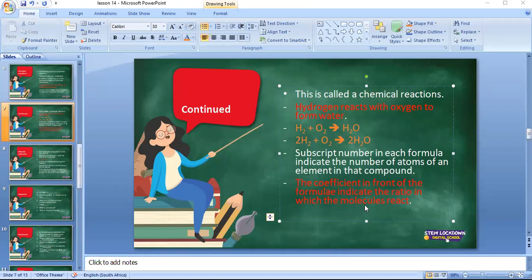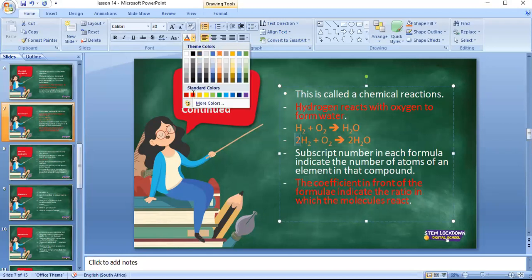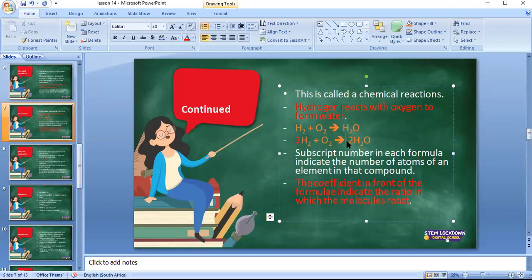So the coefficient in front of the formulae indicates the ratio in which the molecules react. So the coefficient, grade nines, that we've been putting, it can be 2, it can be 3, it can be 4. You all know the coefficient. It tells us about the ratio at which the elements are reacting. Then these ones, we call them the subscripts, the number of atoms in the molecule. Are we clear, grade nines?